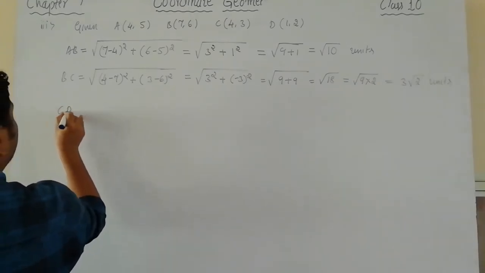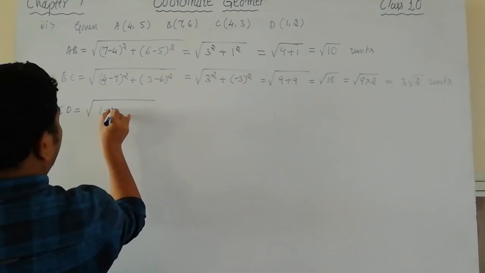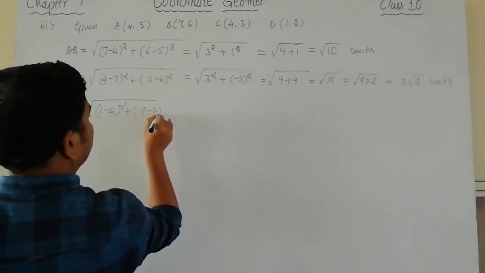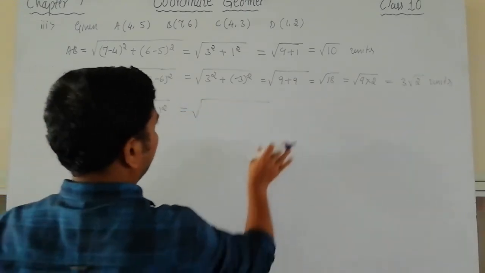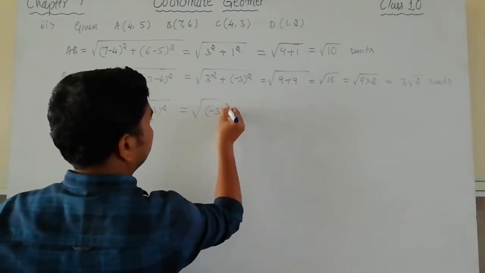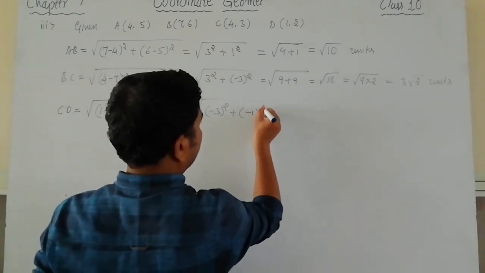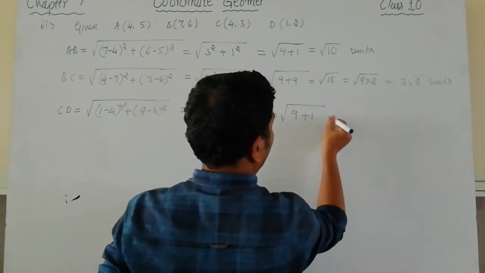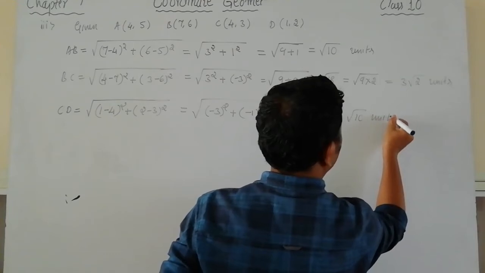Now CD is equal to square root of (1 minus 4) whole square plus (2 minus 3) whole square, which is equal to square root of 1 minus 4 means minus 3 whole square, and then plus 2 minus 3 means minus 1 whole square, which is equal to square root of 9 plus 1, which is equal to square root of 10 units.